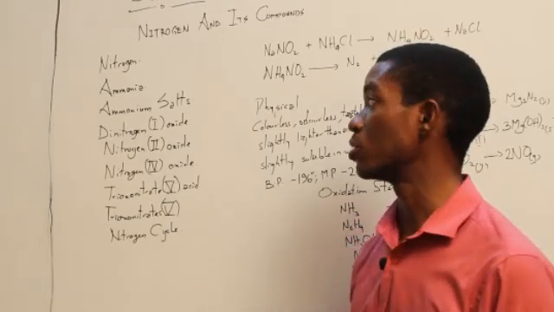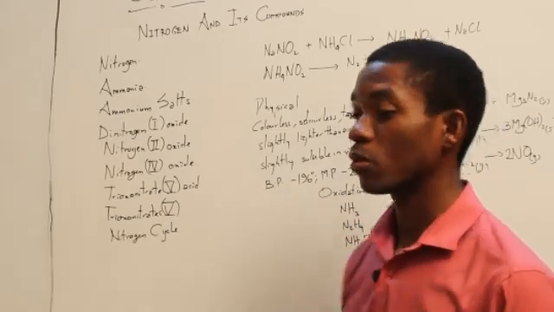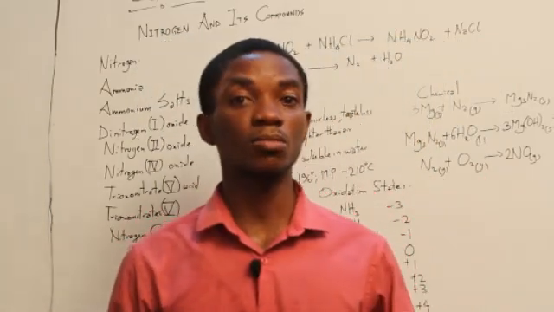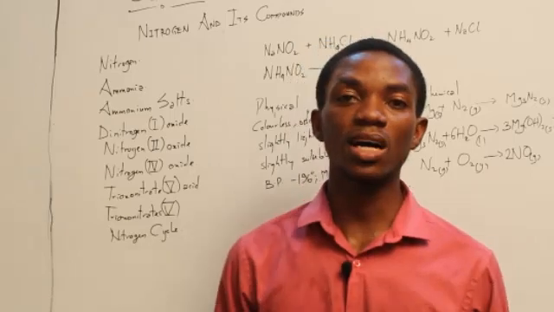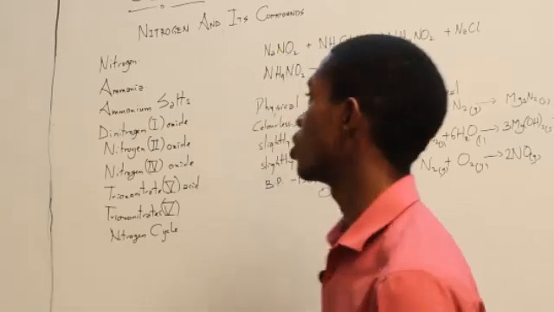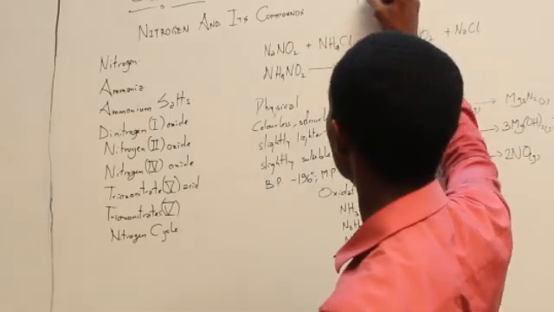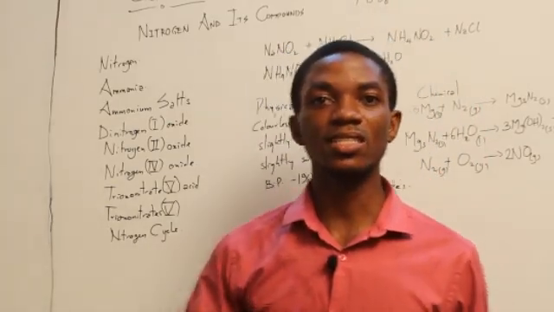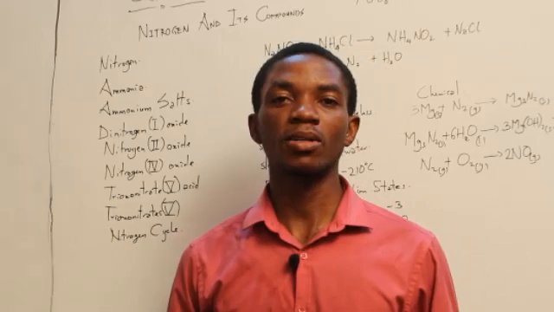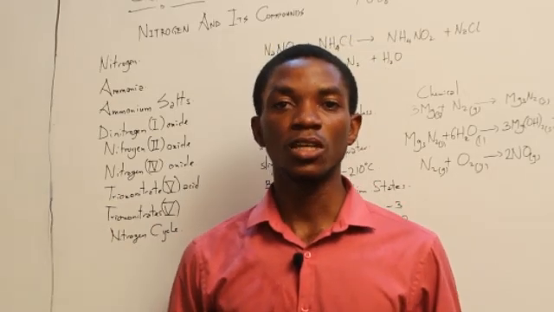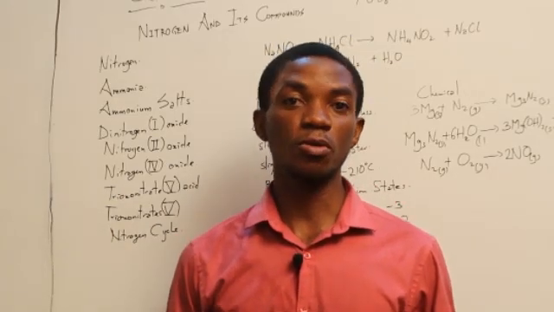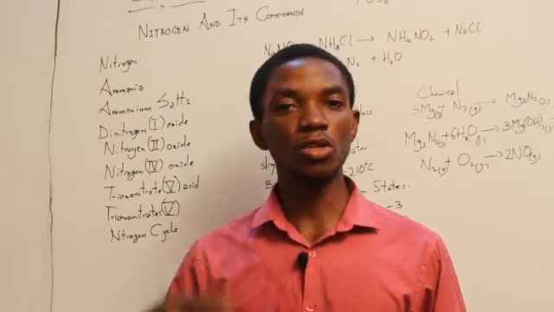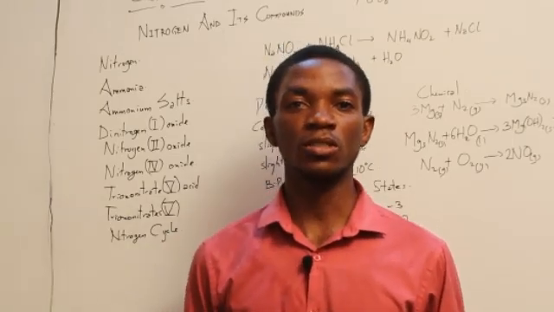Alright, let's get going. Nitrogen. What is nitrogen? Nitrogen is the most abundant gas in the Earth's atmosphere. It occupies about 78% of the air of the Earth's atmosphere. The air is made up of about 78% of nitrogen, and this is very beautiful because it has a lot of functions which it performs for us both in the air and around us.